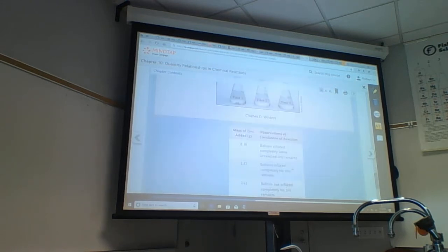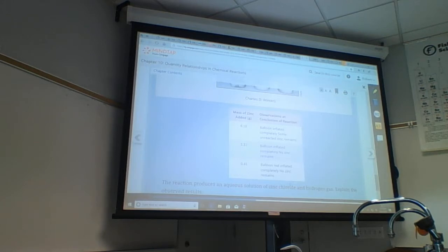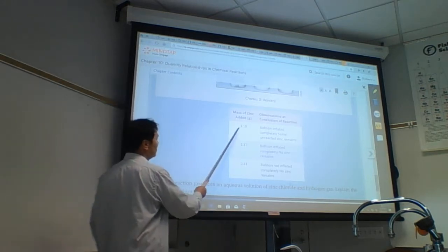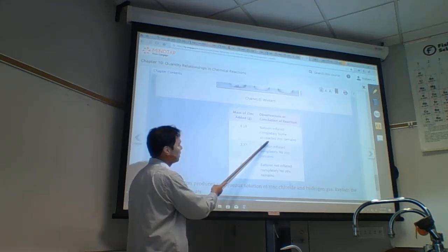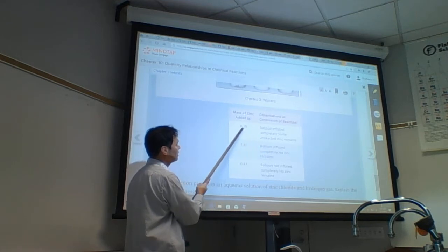And so these are 3 ways of doing the reaction. Here they added 6.10 grams of zinc, which is excess. The balloon inflated completely, some unreacted zinc remains. So all the HCl has been consumed. We have excess zinc.